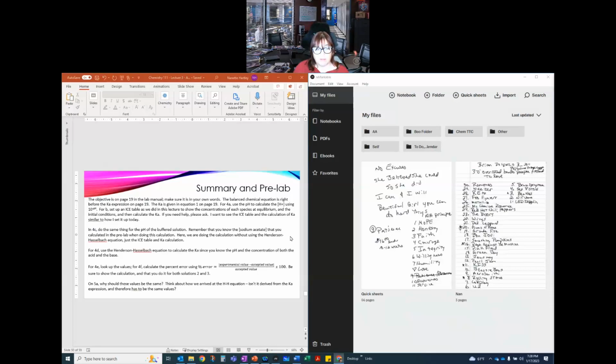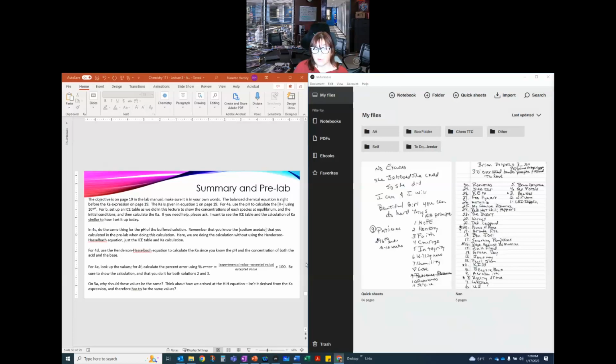In 4C, you're going to do the same thing for the pH of the buffered solution. So in this case, we're using the pH from the buffered solution, figuring out what the equilibrium concentrations are, and then calculating Ka. For 4E, you need to look up the values for the Ka and give a source, okay?